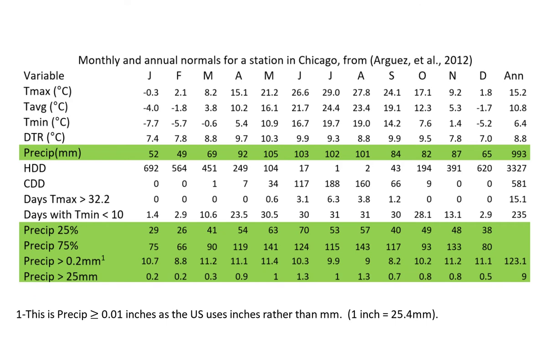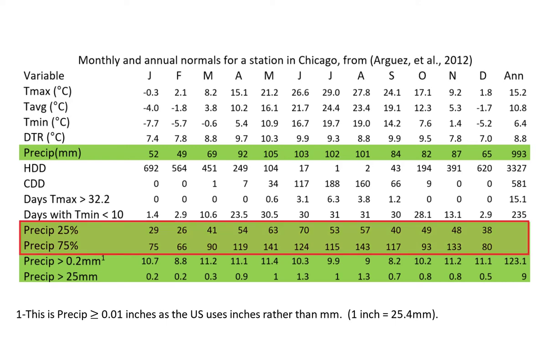For the whole year, we see that the normal total of 993 millimeters was from 123 rain days, of which 9 had more than 25 millimeters. The WMO suggested quintiles have been replaced by quartiles.